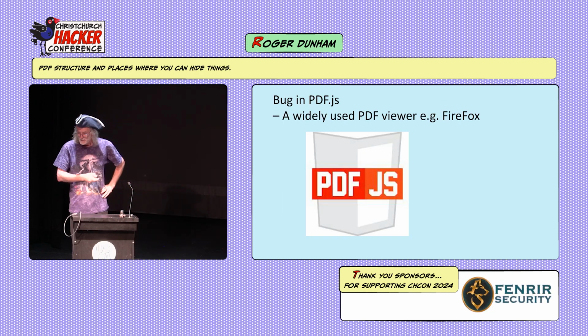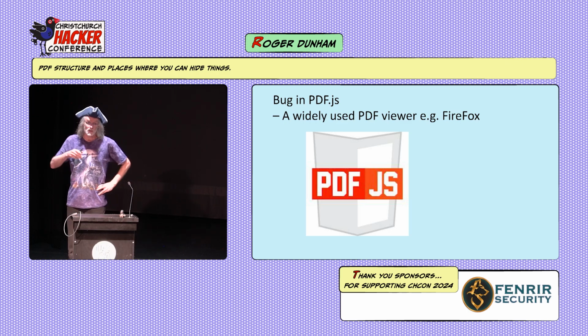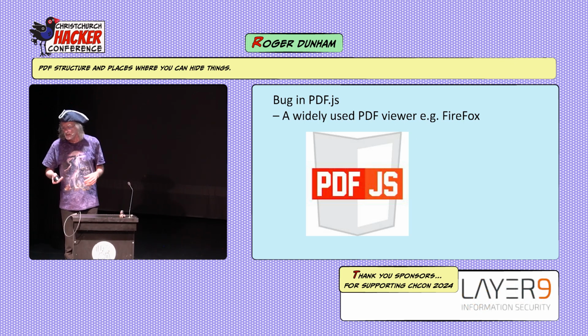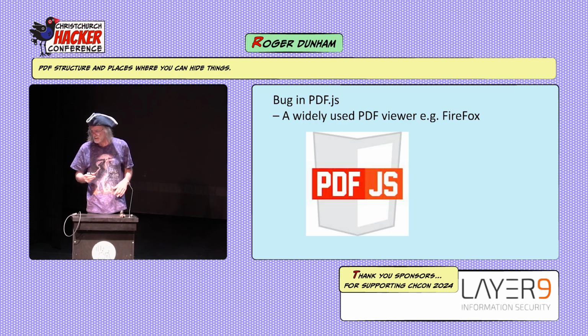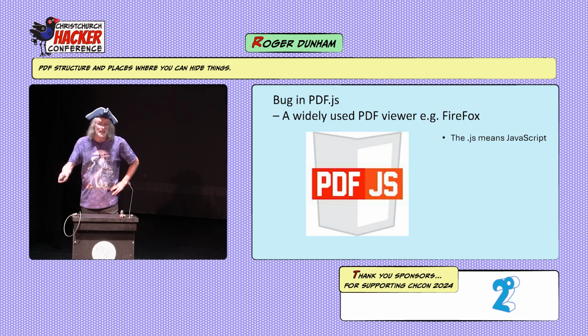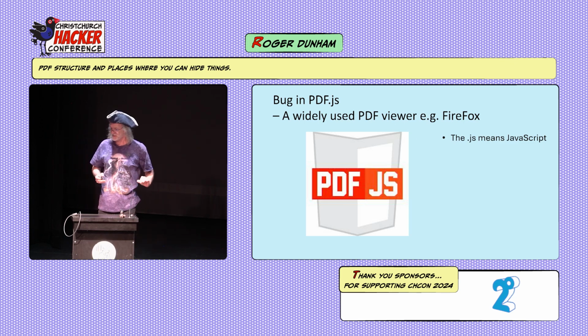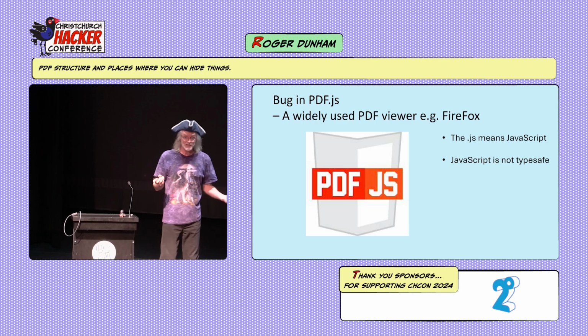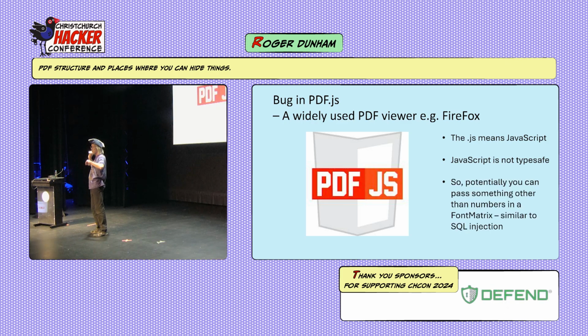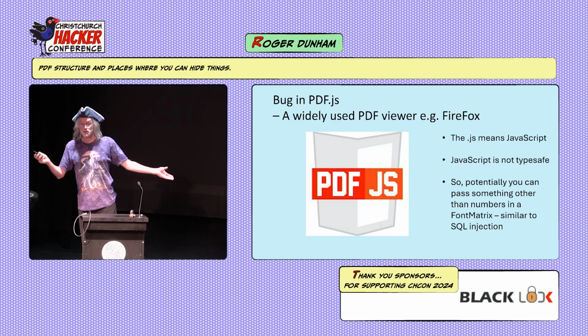Now, there's a bug in PDF.js, which is a widely used PDF viewer with many thousands of downloads, and its derivatives do as well, and it's used by Firefox. The JS in PDF.js stands for JavaScript, and JavaScript's not type safe, which means that potentially you can stick something into that matrix that's not a number, which is almost a squealy thing. I never heard it called squealy till yesterday. Things I learn.